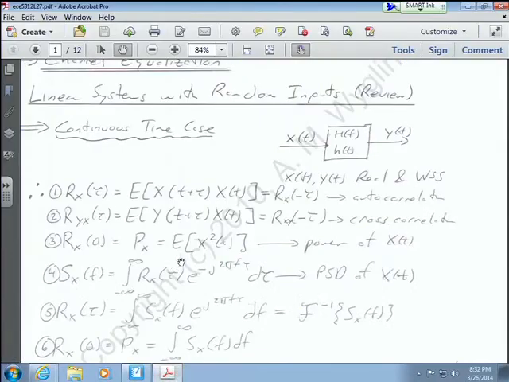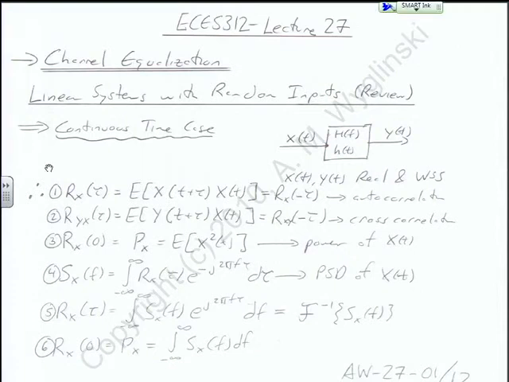Now, all on this slide here, all we see are the nitty-gritty details for your memory, for your information, of how we got all these things. Like, if we have the random process, how do we get the autocorrelation? How do we get the cross-correlation? How do we get the power of X? How do we get the power spectral density of X? How do we get the autocorrelation function of X from the power spectral density? So all these beautiful identities, okay? But this is not what I'm interested in.